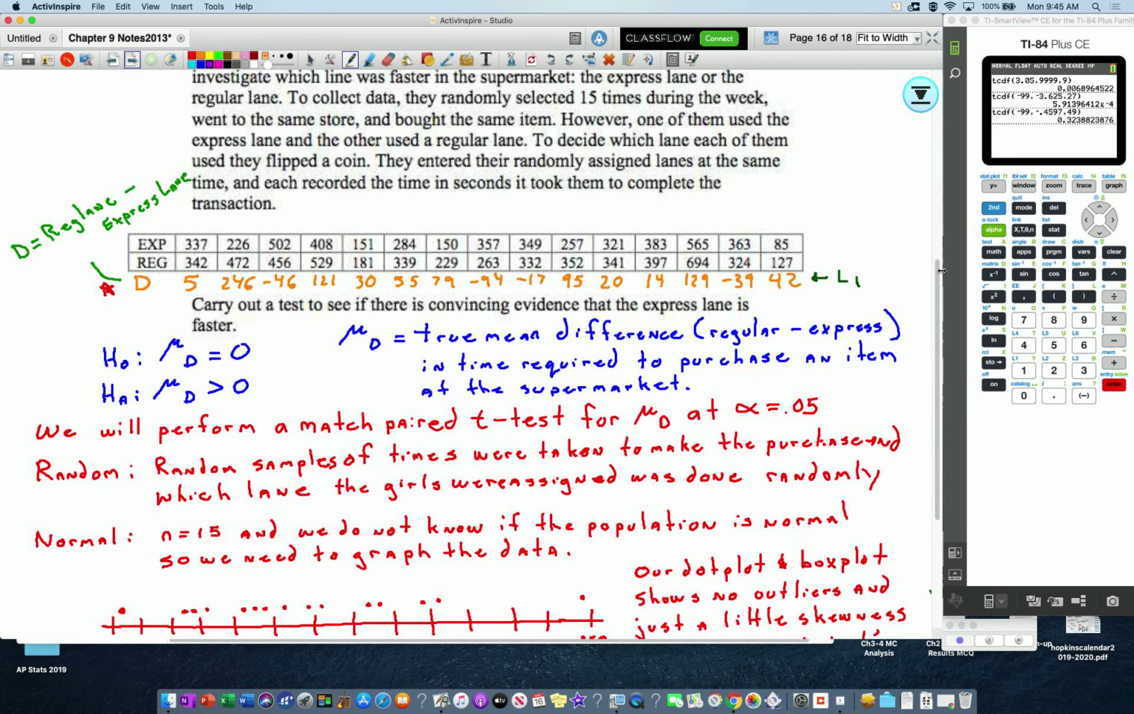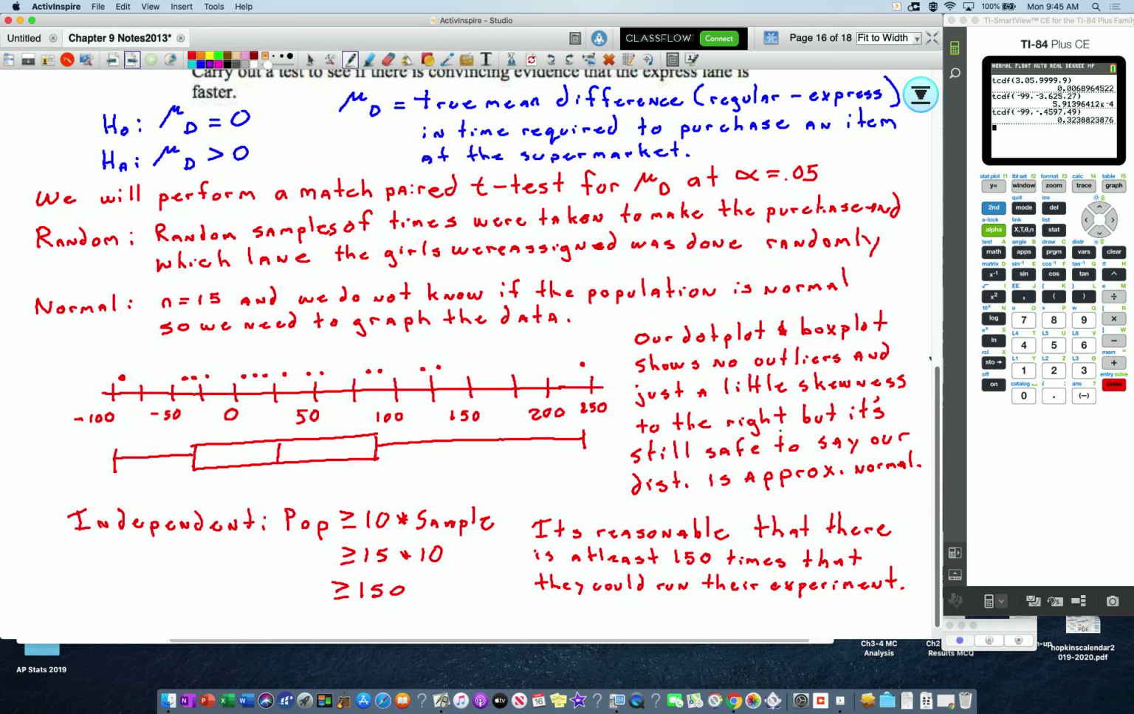All right, so now I'm going to run through my conditions. So we're going to perform, in this case, a matched pairs t-test for the mean difference at 5%. So random: actually random times were taken, and which lanes the girls were assigned was also randomly done. Okay, so that's both done.